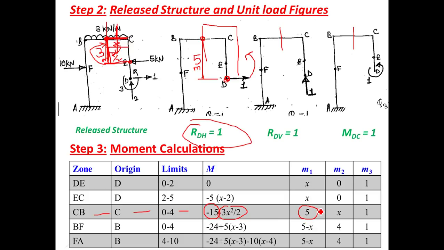Now if you look at the RDV equal to 1 figure, we are taking a section in BC zone. So here we are taking moment, and our point load is acting at point D. When point load is vertical, horizontal distance becomes perpendicular distance. So this distance is the perpendicular distance, and the distance of section from origin is x. We know that this distance is x.